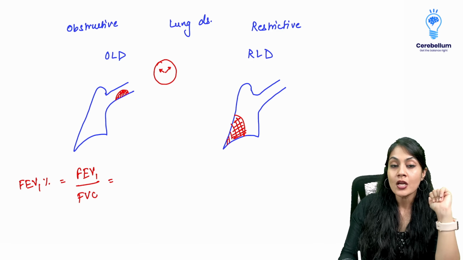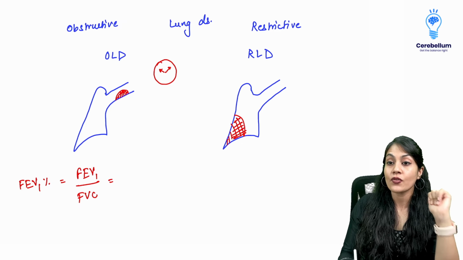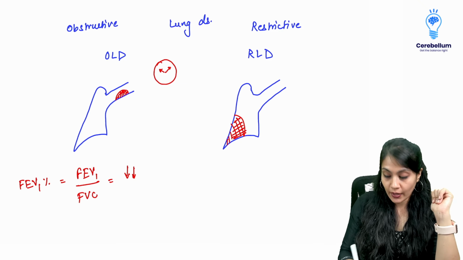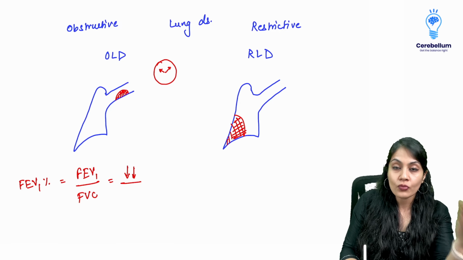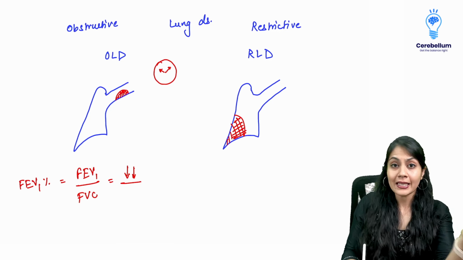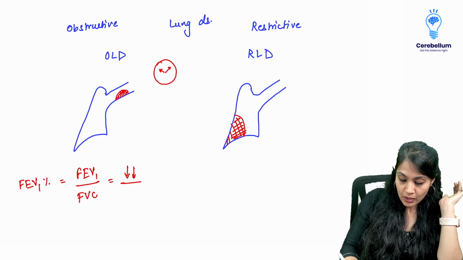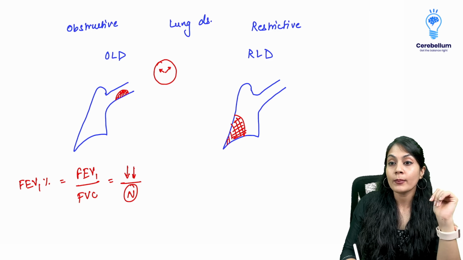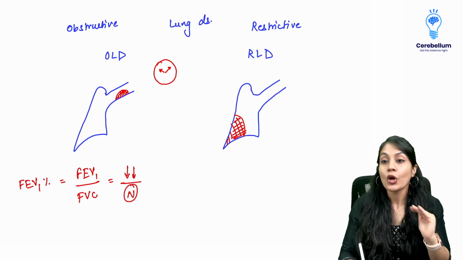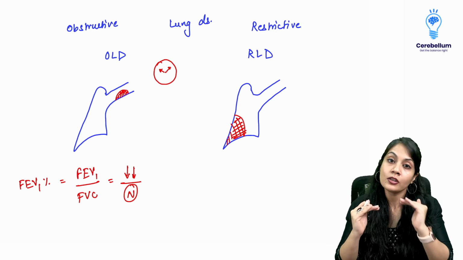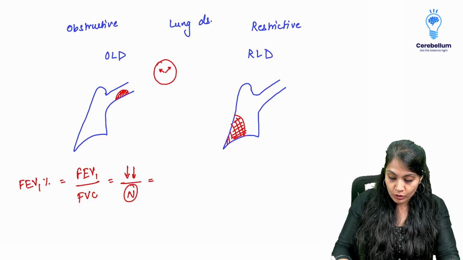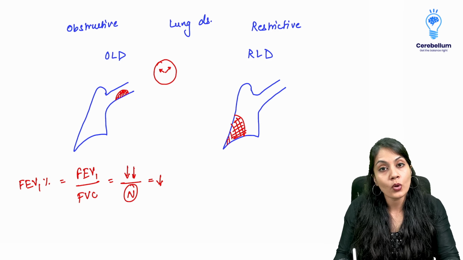Yes, very good. It is the Tiffeneau-Pinelli index. All right. So what will happen? It will take more time. So FEV1 will be reduced. FEV1 will be reduced, but can all of the air come out? It will take more time, but yes, all the air can come out. All right. So yes, this is going to be normal. If I keep the denominator normal, but decrease the numerator, what will happen to the ratio? The numerator is directly proportional to the ratio, right? So what will happen to the ratio? The overall ratio is going to decrease.